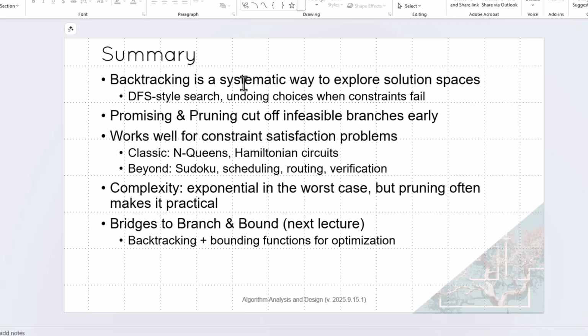So promising and pruning cut off infeasible branches early. It works well for constraint satisfaction problems, classic problems like N-queens, Hamiltonian, and beyond that, Sudoku, scheduling, routing, and verification. The complexity is that it's exponential in the worst case, but pruning often makes it practical. Notice it says often. It does not mean we'll get an optimal solution, but it makes it more feasible. It bridges us to branch and bound, which we will talk about in a later lecture. So backtracking plus a bounding function for optimization.